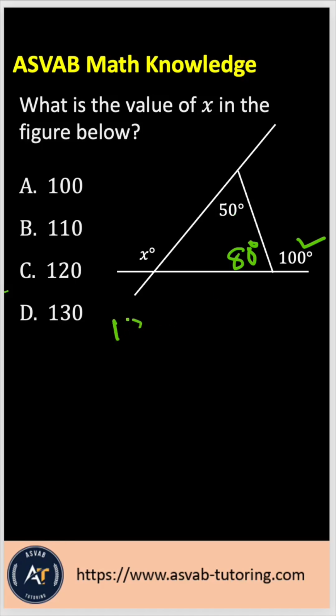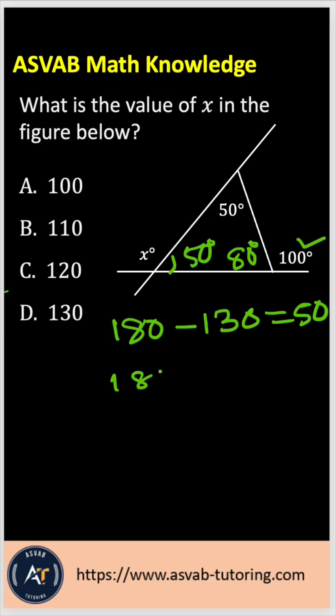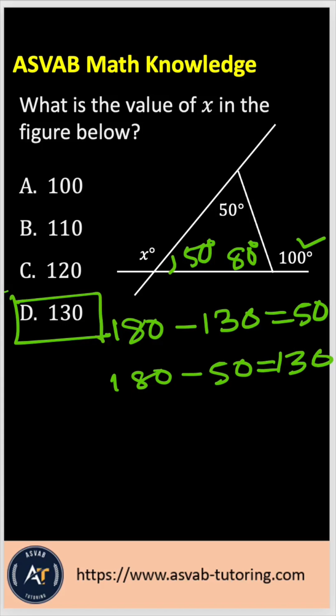With that being said, if this one is 100 degrees, then that is actually 80 degrees. So 80 plus 50 is 130 degrees. So 180 minus 130 equals 50. So that angle equals 50 degrees, right? So this angle will be 180 minus 50, which is 130. So the correct answer is option D.